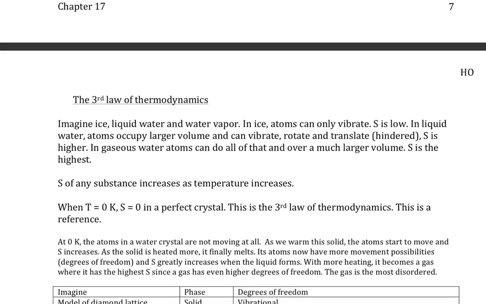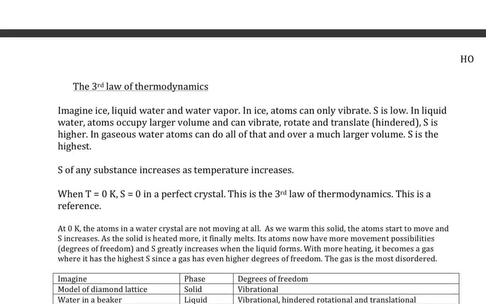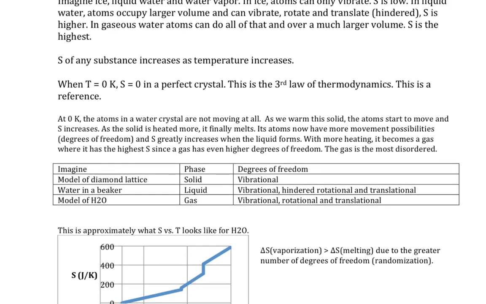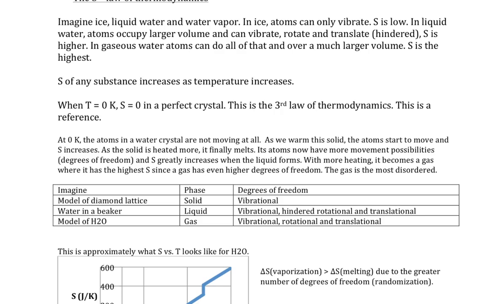We'll begin by looking at what's called the third law of thermodynamics. So imagine ice. Imagine liquid water in a beaker, and imagine water vapor in a flask. In ice, the atoms can only vibrate back and forth. They're locked in a lattice structure, but the atoms can vibrate relative to each other. Now, that doesn't allow for much disorder, much randomness. So we would say the entropy of the solid is low.